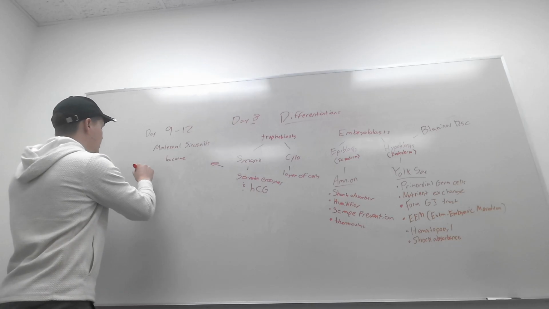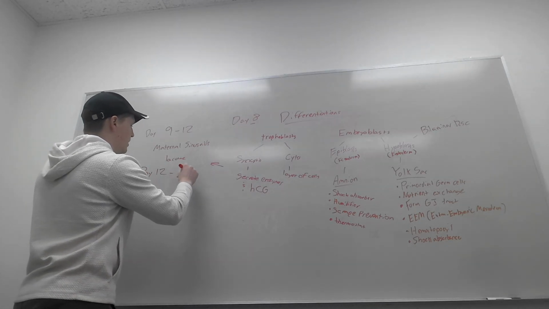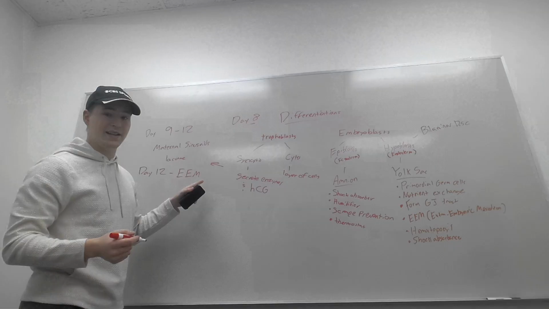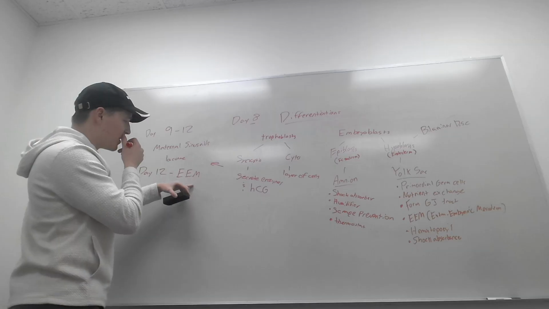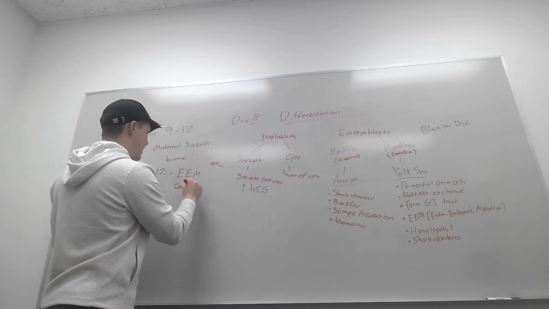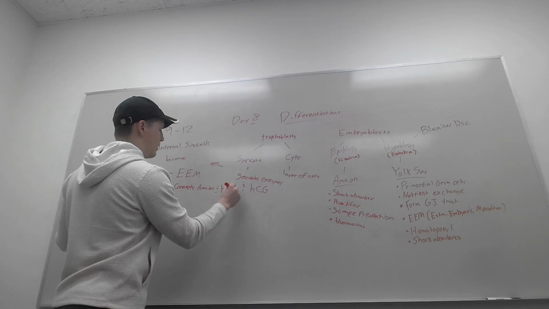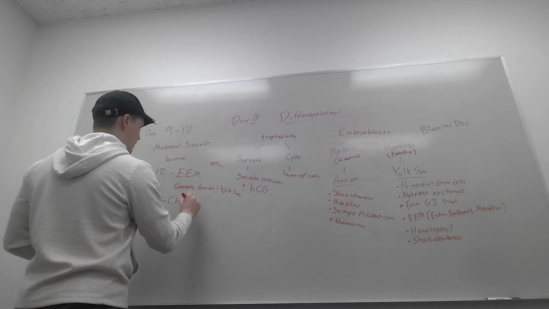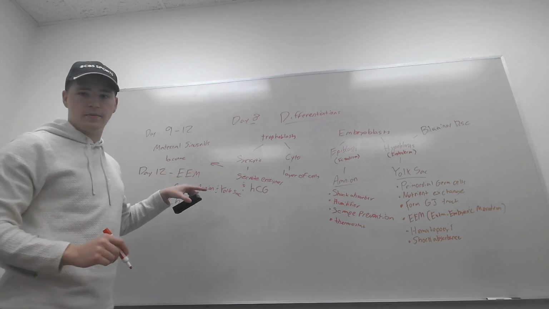But then around day 12, this is when the EEM, which will eventually form into the EEC, the extra embryonic coelom, but for right now it's the extra embryonic mesoderm. So that forms and kind of connects the amnion and the yolk sac, and then the chorion forms. The chorion forms from the syncytiotrophoblasts, the cytotrophoblasts, and the EEM. So that's all the chorion.